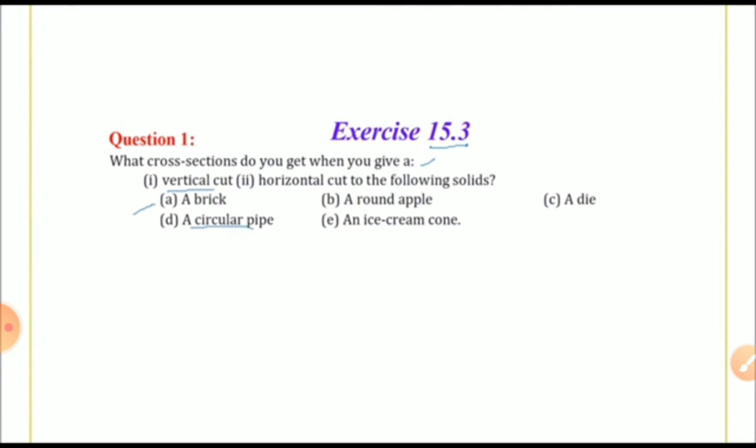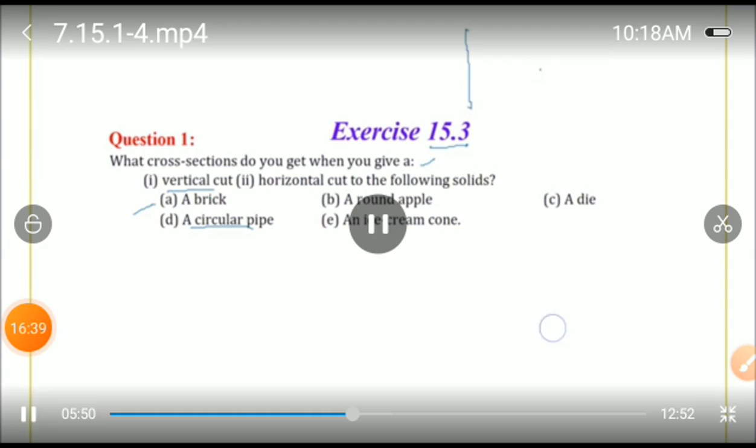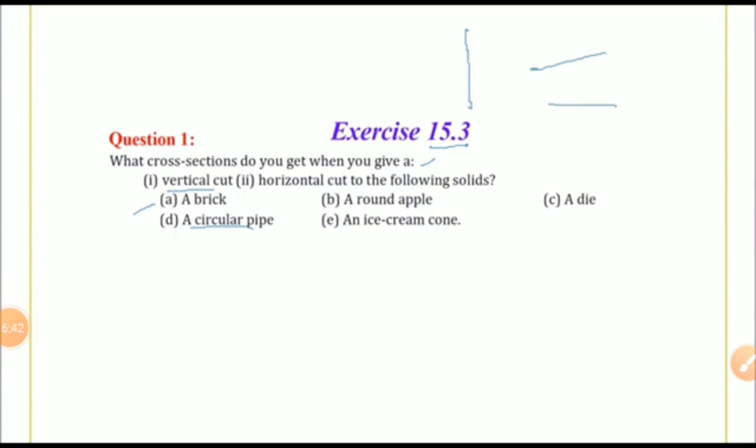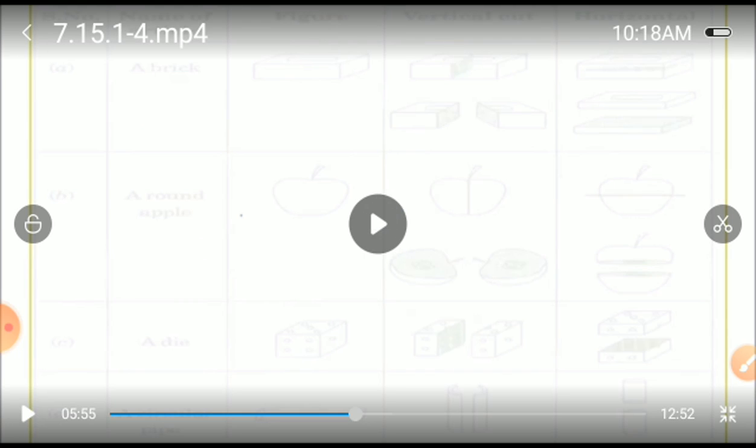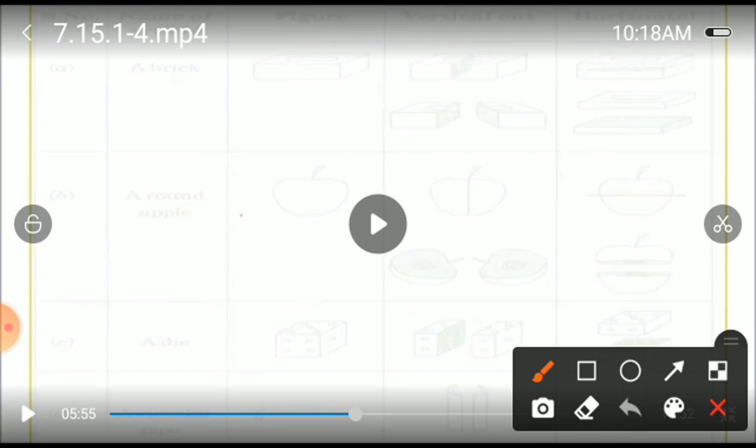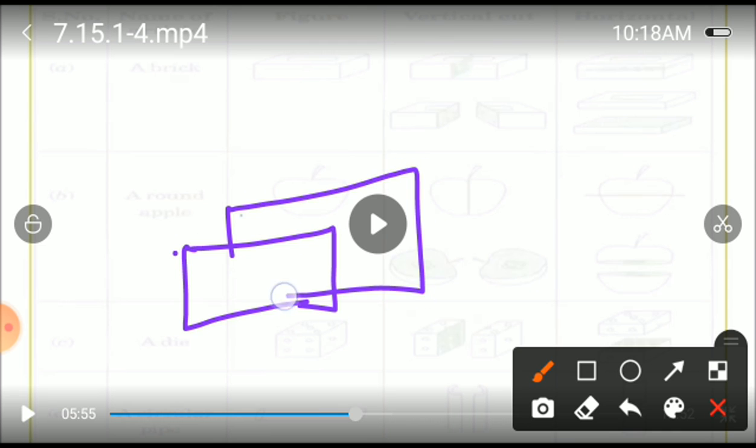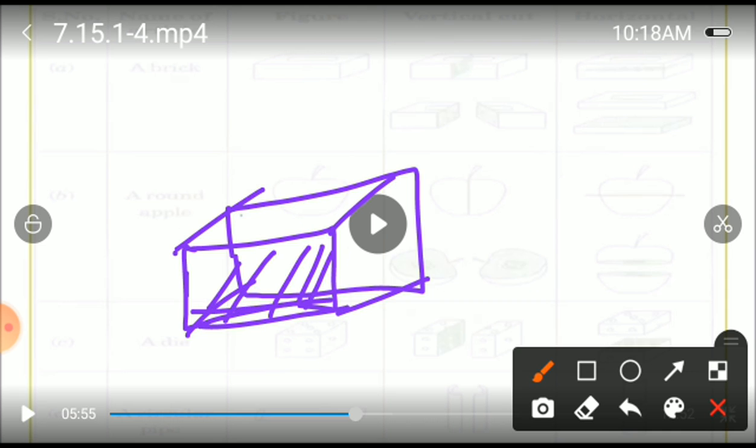Now look here for the first question, a brick. Have you seen the brick? It's a cube or cuboid. Yes, it's a cuboid. My dear student, the shape of the brick is a cuboid. Have you seen this one, cuboid, beta? See, I am trying to draw, then after I will show you how it will come. So a cuboid is like this way, beta, and bricks you can see this way. This is the way you can see a cuboid or bricks, small bricks or big bricks.